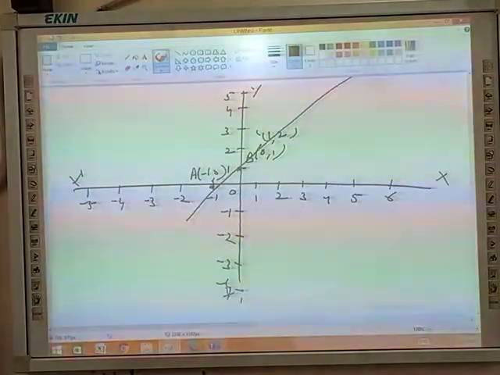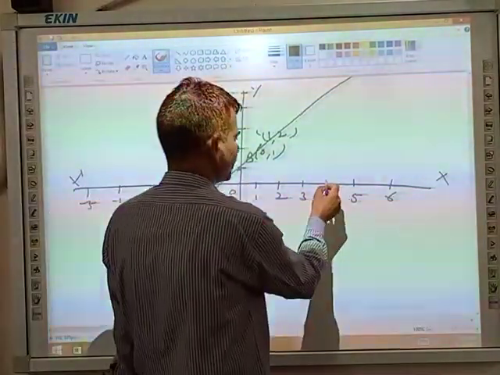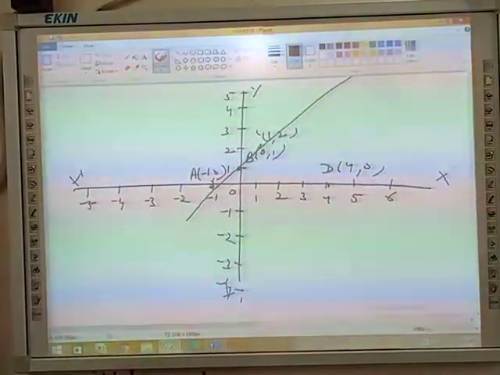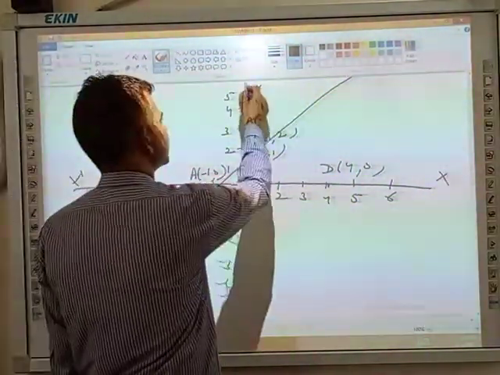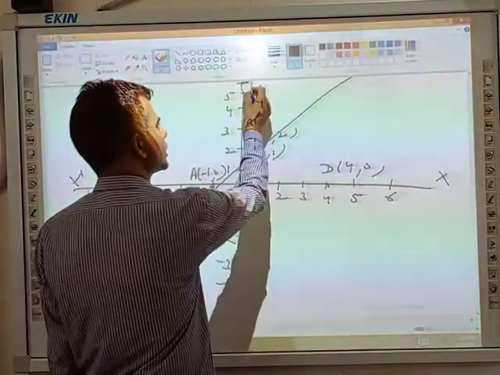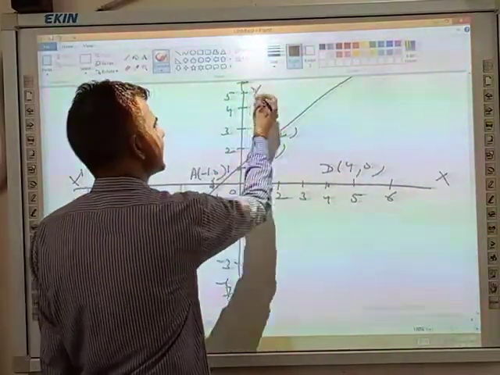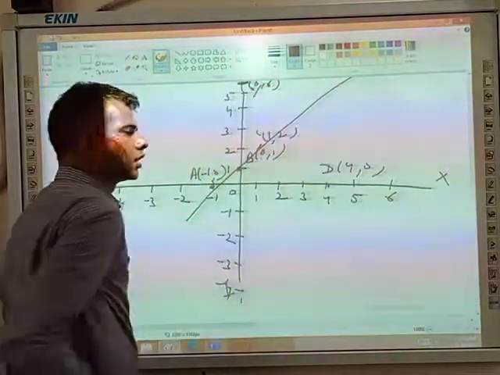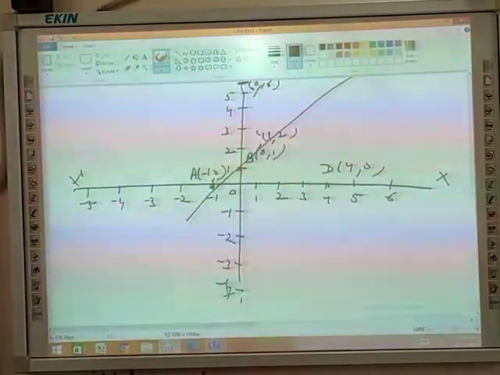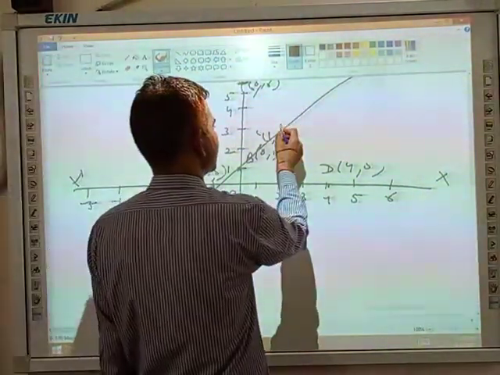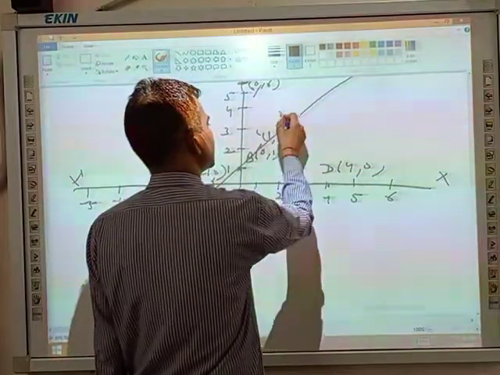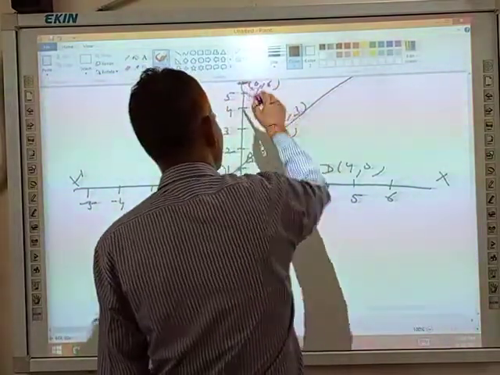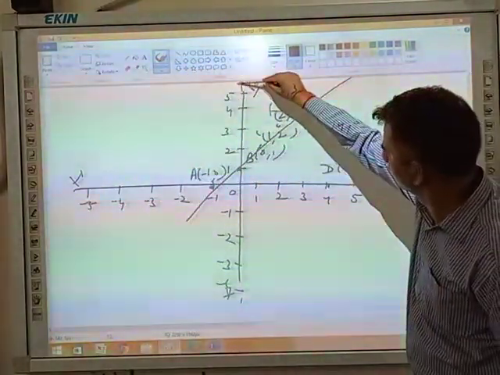Now students, 4, 0. That is D. Next one is 0, 6. That is E. Now students, the next one is 2 and 3. That is F. Students, join these points.